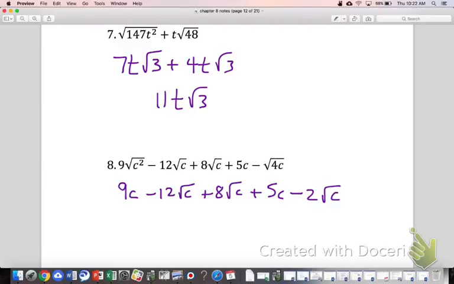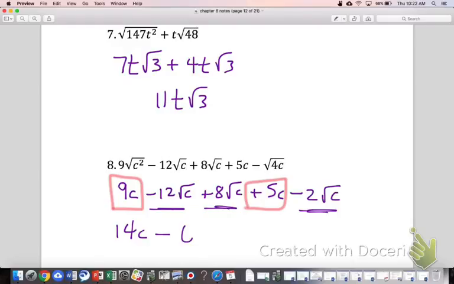So now as far as like terms go, this 9c is like this 5c. That would give us 14c. And then in all honesty, everything else is also a like term, a like radical. So negative 4 root c minus 2 root c is negative 6 root c. That would be your final simplification for number 8. Okay?